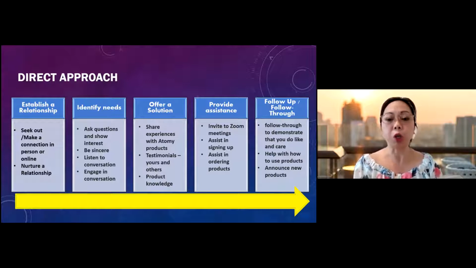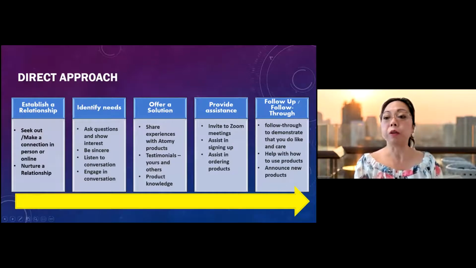And you could offer a solution, which is the third step here. Share a testimony or experience from yourself, and let them know what you know about the products, that the products will probably help them with the situation they have or something they need assistance with. So provide assistance: invite them to a Zoom meeting, and if they're interested and want to become members, assist them in becoming a member, assist them in ordering products, and also assist them in learning how to use the products.